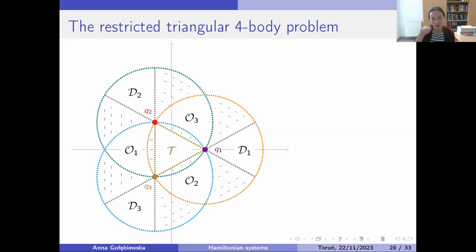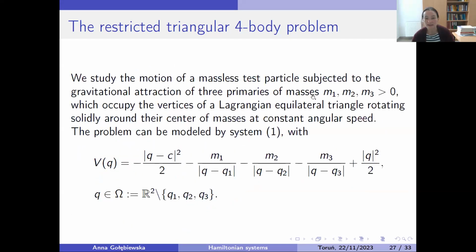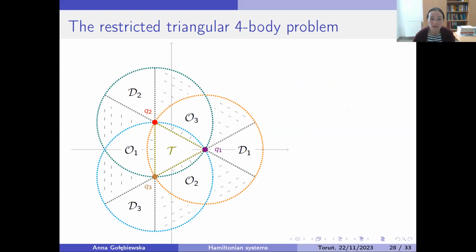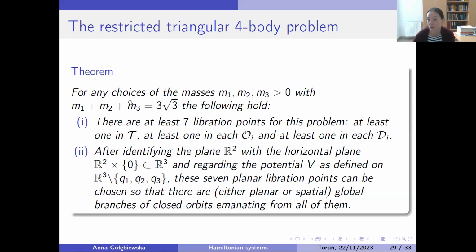But yes, we can interchange the positions of these. In fact, if we do not assume that the masses in this triangle are equal, and I haven't assumed this, I said here that I have three masses, but not equal, then in the general case there is not this symmetry. But if we assume that the masses are equal, yes, we can use another symmetry. But our result is for any choice of masses, not only for equal ones.